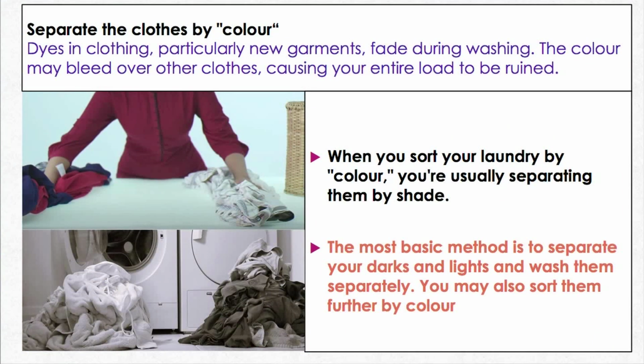Next, separate the clothes by color. Dyes in clothing, particularly new garments, fade during washing. The color may bleed over other clothes, causing your entire load to be ruined. When you sort your laundry by colors, you are usually separating them by shade. The most basic method is to separate your dark and light clothes and wash them separately. You may also sort them further by color.